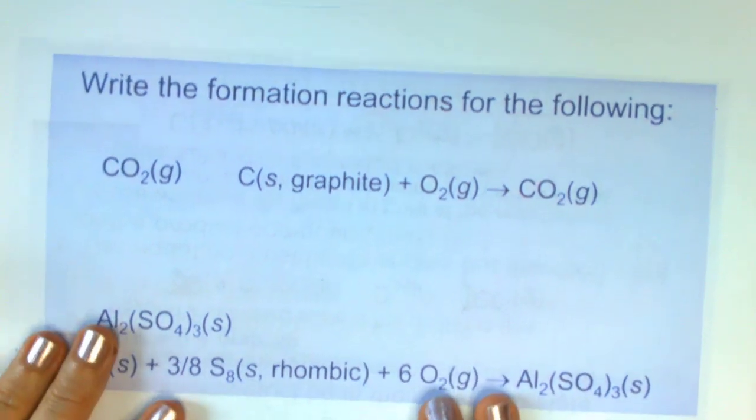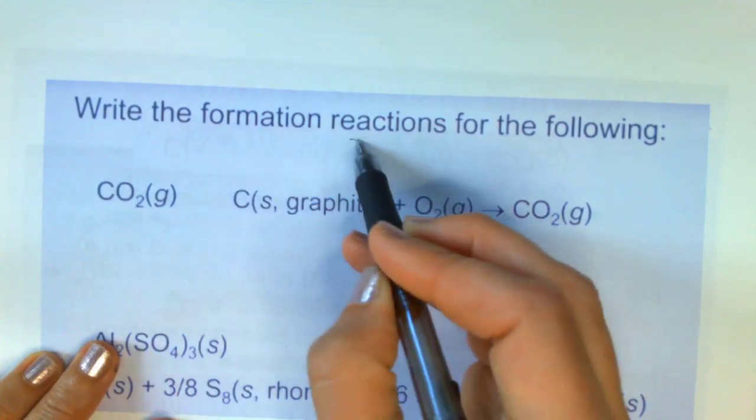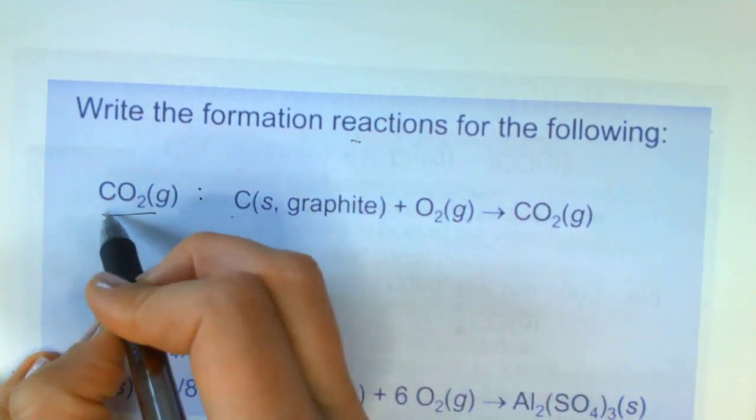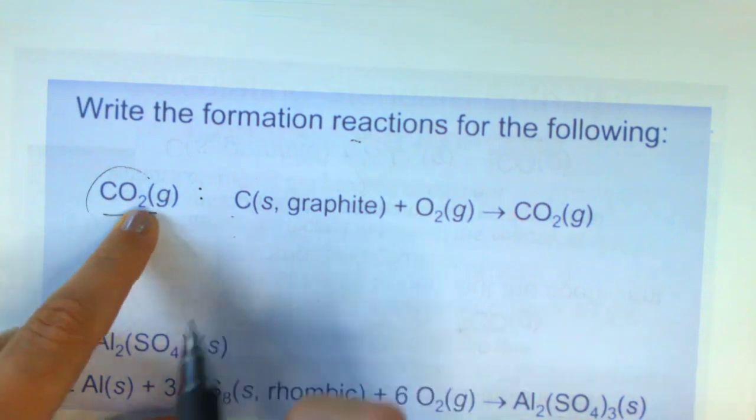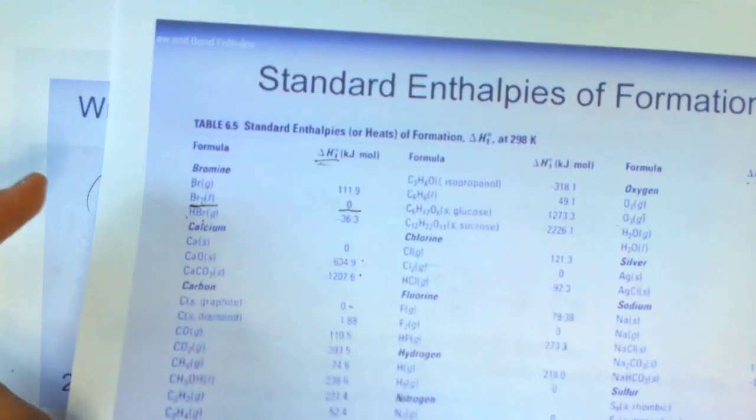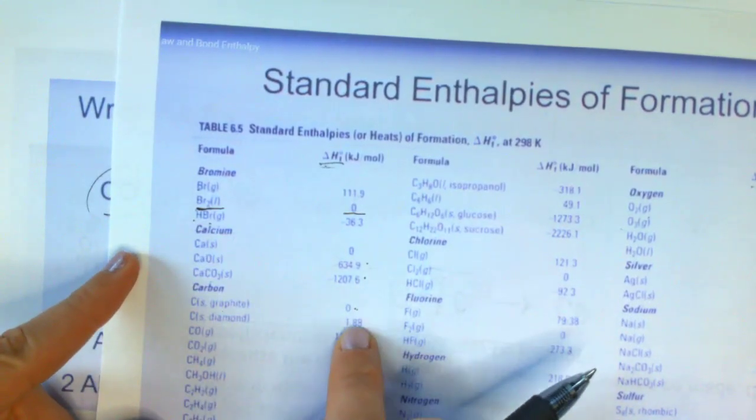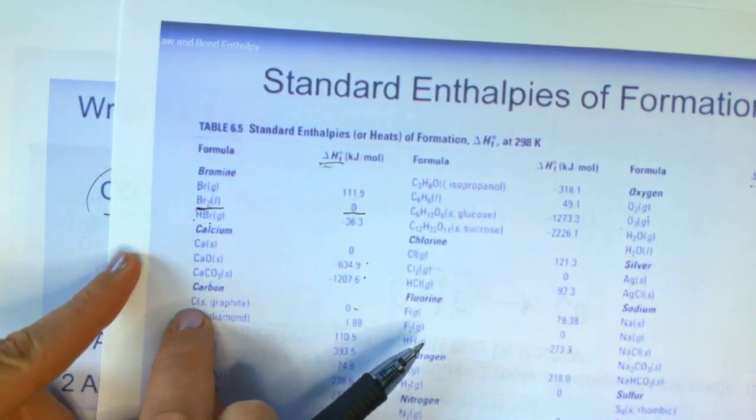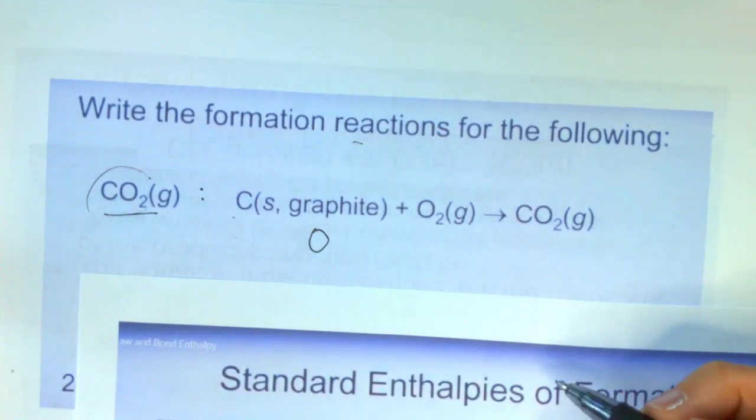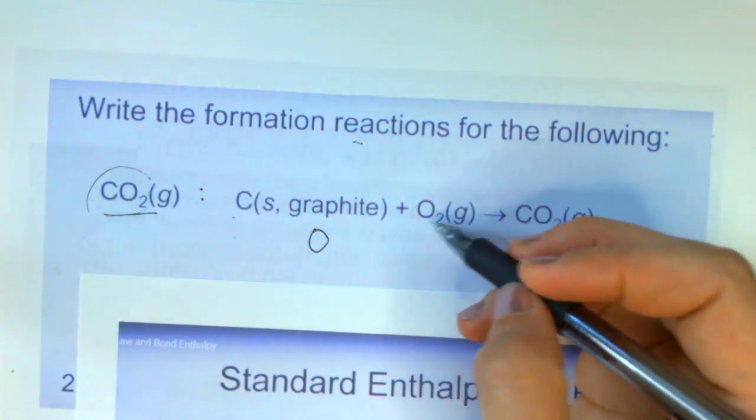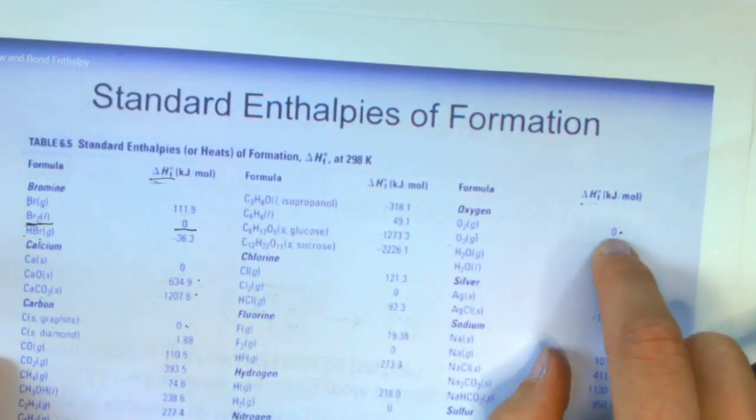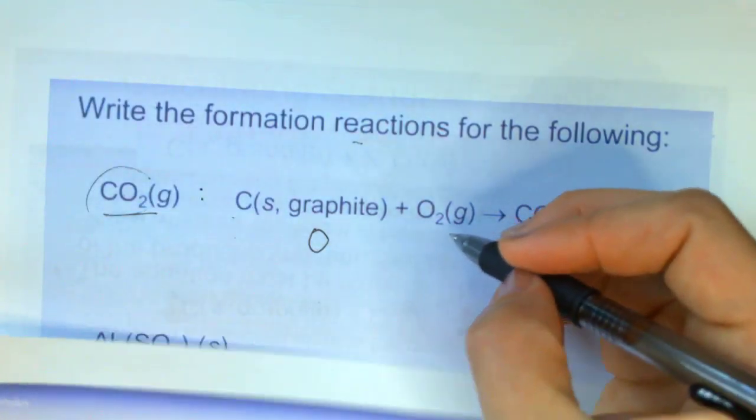Let's look at a couple examples. We're going to write the formation reactions for the following: carbon dioxide. So we're going to look at carbon. Well, what makes up carbon dioxide? Carbon and oxygen. So we're going to find carbon in its natural state. Again, looking here, which one is 0? So it's carbon, solid graphite. And we know that that is a 0 heat of formation. And oxygen, again, if I wasn't sure if it was O2, I'm going to look up oxygen, find the 0 heat of formation. It's O2, diatomic oxygen.